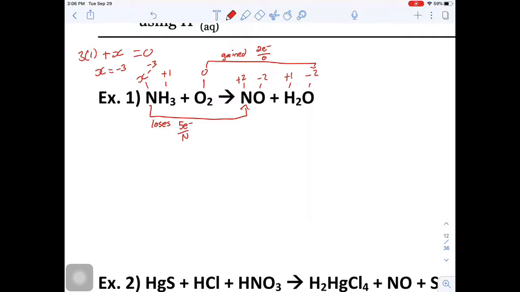Now, what you want to do is ask yourself, okay, what are my reactants balanced as? Here, I'm talking about a single nitrogen, so I already have a single nitrogen. My reactant oxygen is O2. So let's talk about this in terms of 2 oxygens. So this will be actually 4 electrons per O2. Now we can start balancing this a little better.